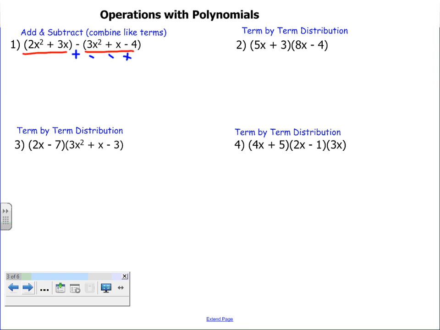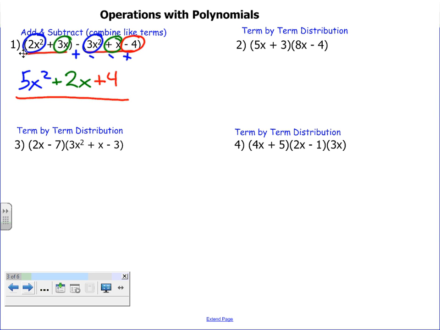Now I'm going to look: where do I have like terms? Those two go together because they're both x squared. So 2 plus 3 is 5x squared. Then what do we have next? X's. I'm going to go in order. This is called standard form, when you start with the largest exponent and work your way downward. Plus 3 minus 1 is 2x. Then I look at the numbers by themselves. We have a positive 4. So my final polynomial is 5x squared plus 2x plus 4.